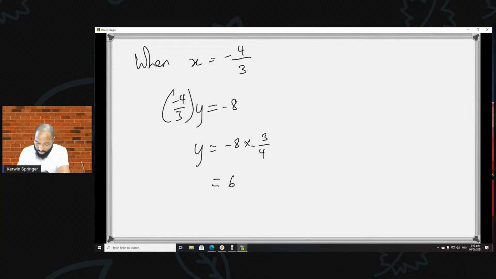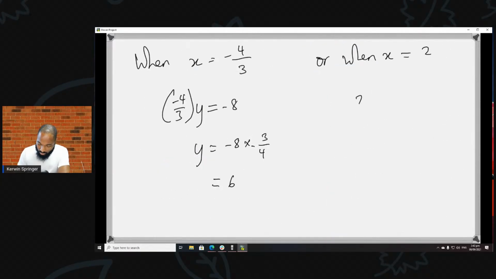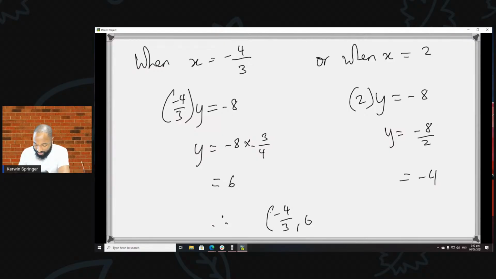Or when x is equal to 2, 2y is equal to negative 8, so y is negative 8 divided by 2, so you get negative 4. And now, therefore, you have your answers. Or if they ask the coordinates of intersection, it will be negative 4 and 3, 6, and 2, negative 4. Let's just show this very quickly on the Desmos graph.